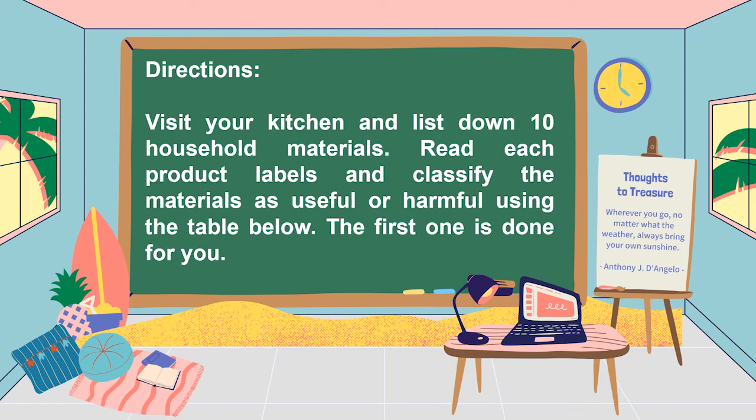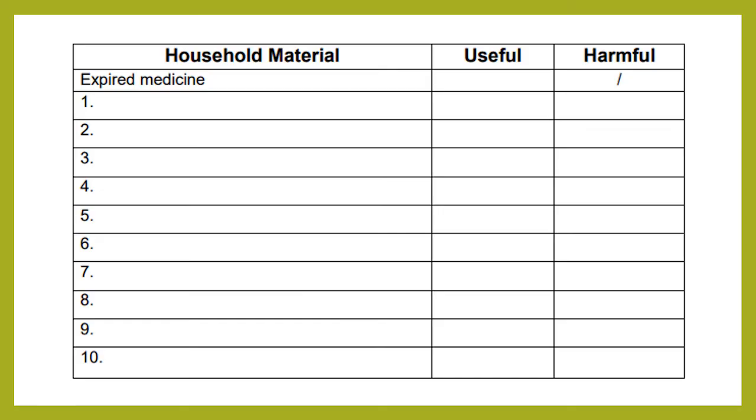Open your module on page 8 and do additional activities. I will now read to you the direction. Visit your kitchen and list down 10 household materials. Read each product label and classify the materials as useful or harmful using the table below. The first one is done for you. Let's do this. This is now the table. You may now do this activity with the guidance of your parents.